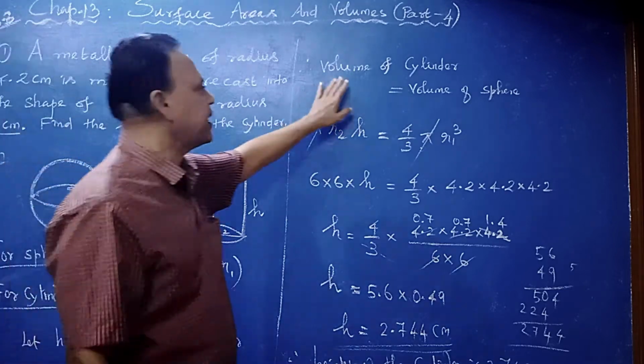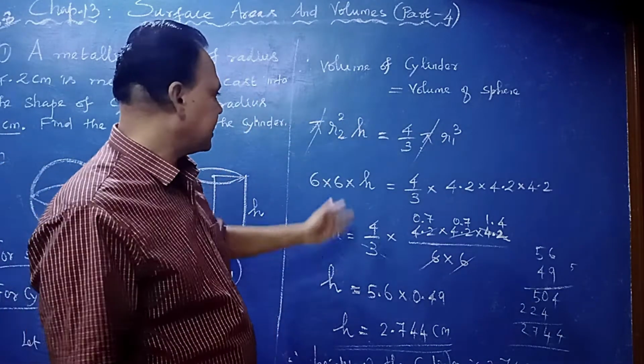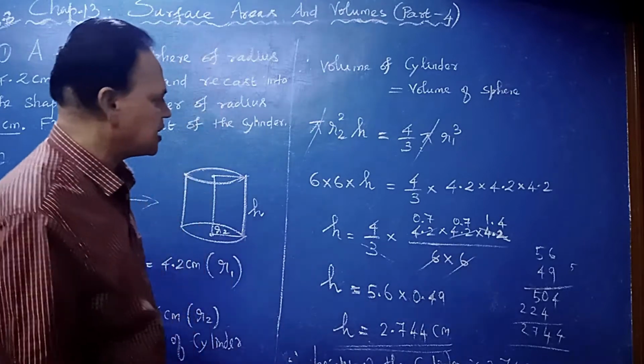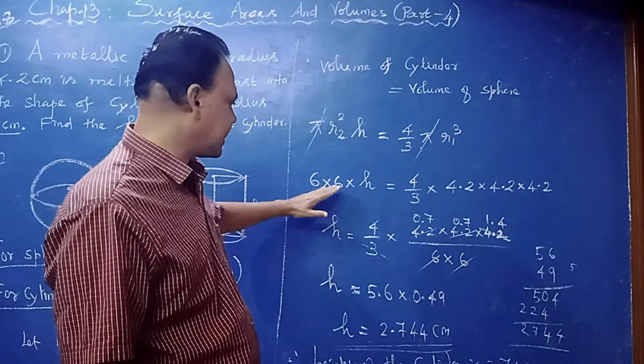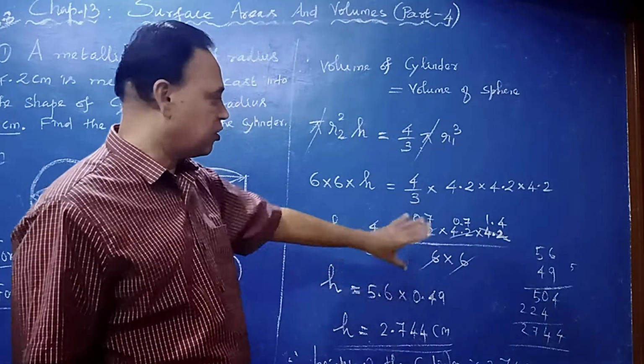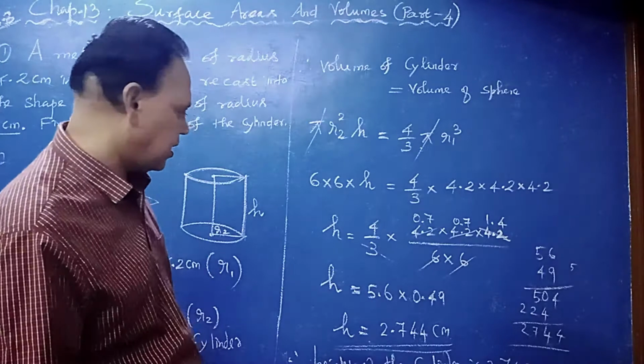Understand? So very easy. You have to make the volumes equal, then easily you can find the height of the cylinder. The simplification part is very important, you have to learn it. If you don't know, you have to learn correctly how to divide and how to simplify.